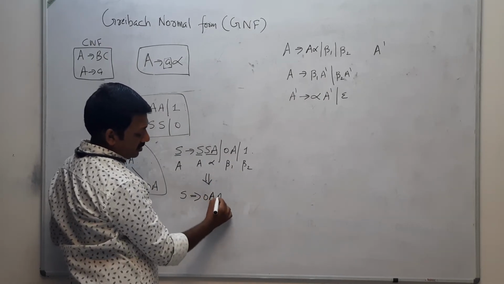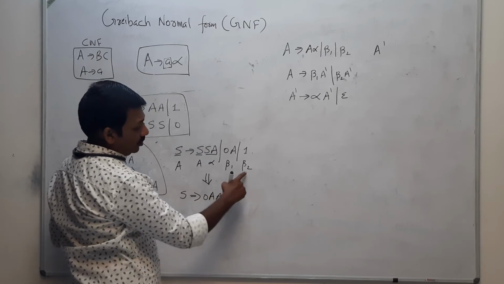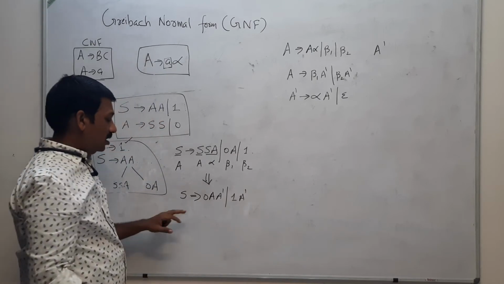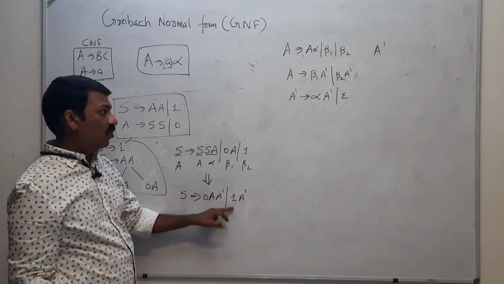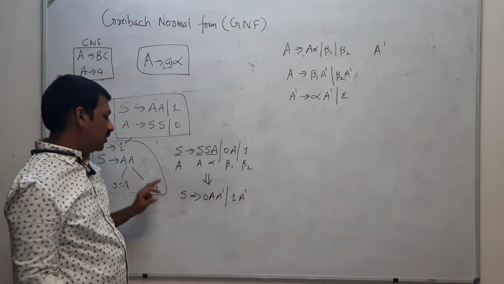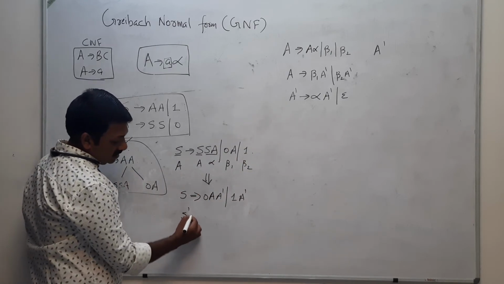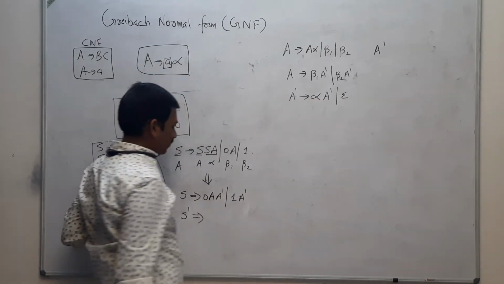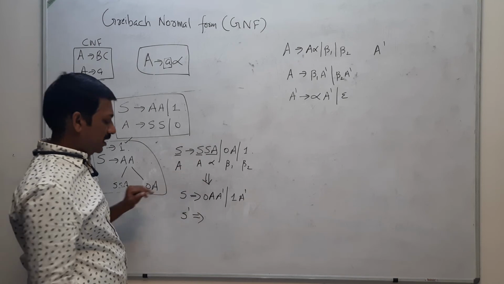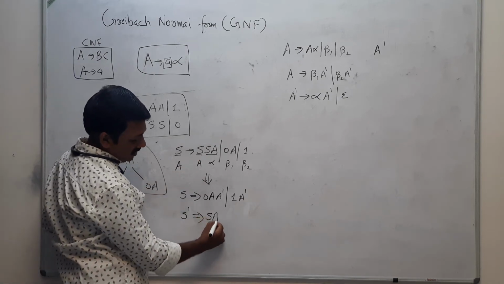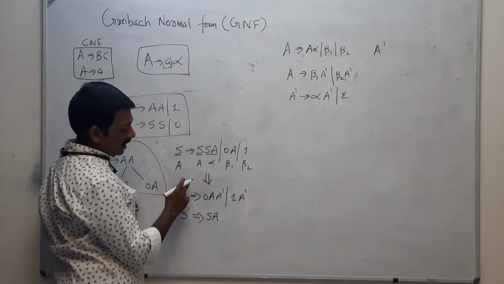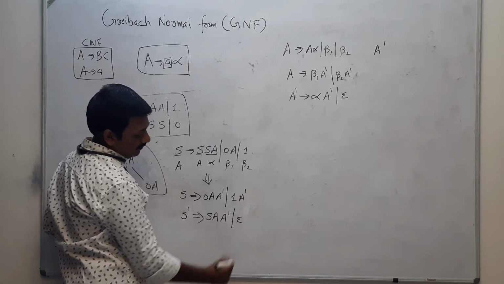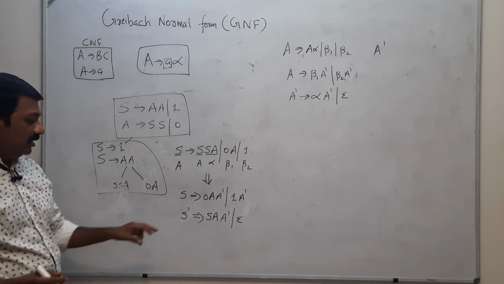A dash or beta 2 is 1 A dash. These are the S productions, and now instead of A dash, I am going to have S dash here. S dash derives what? Alpha A dash or epsilon. What is alpha? Alpha is SA. This is alpha. What is alpha A dash? A dash or epsilon. See, these are the new set of productions.